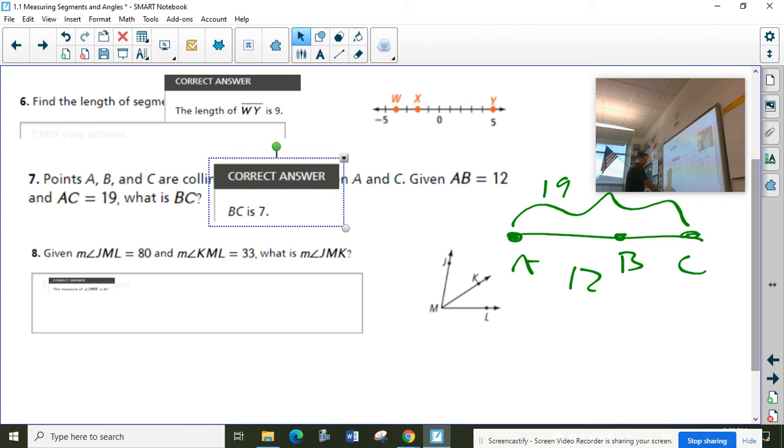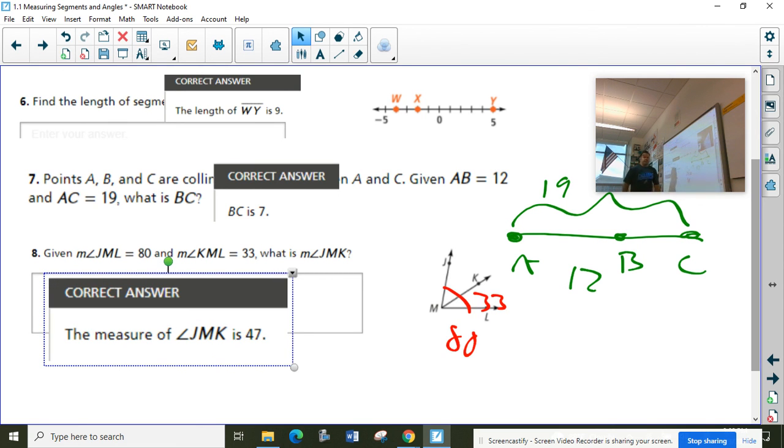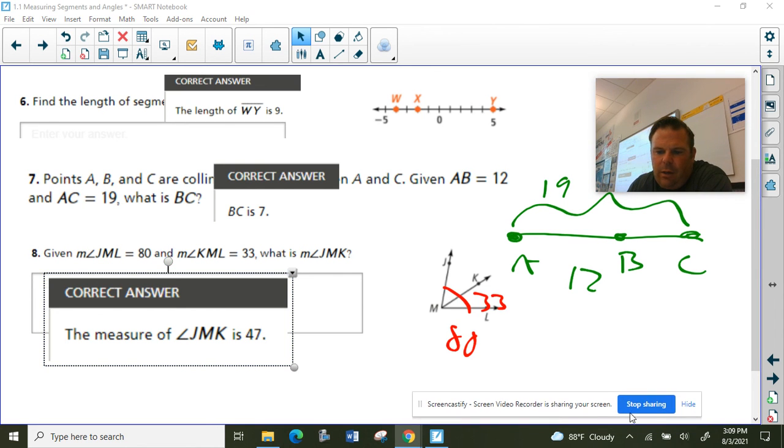And then this last one, JML. JML, this whole thing, is 80 degrees. KML is 33. Subtract the two of them, and you should get 47 degrees. All right, so there's lesson 1. Let your teacher know if you have any issues, and hopefully that helped out.